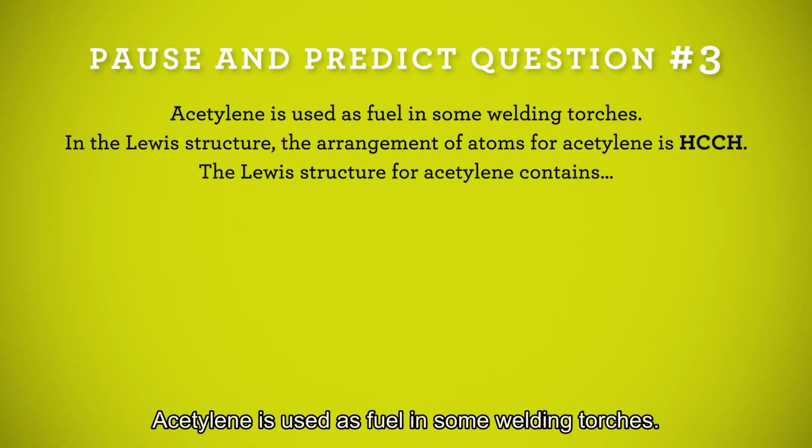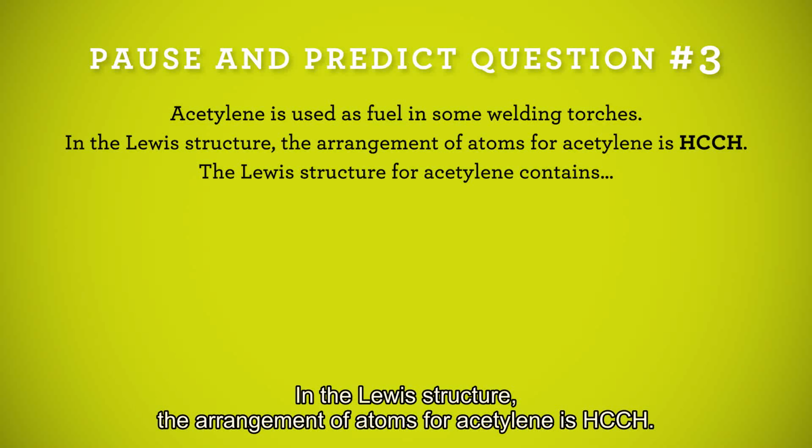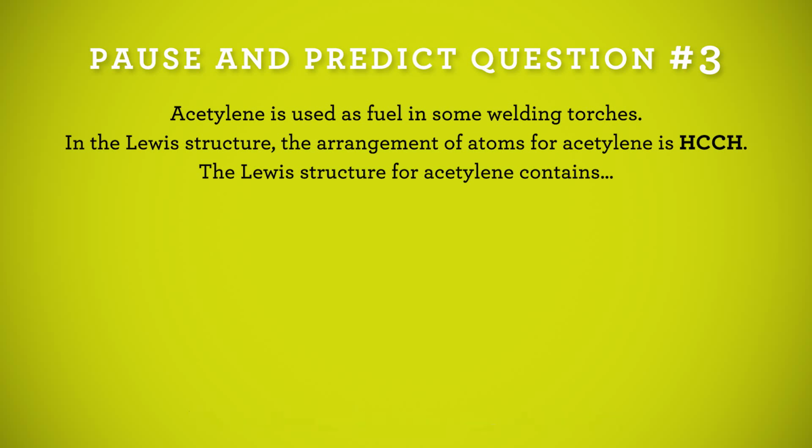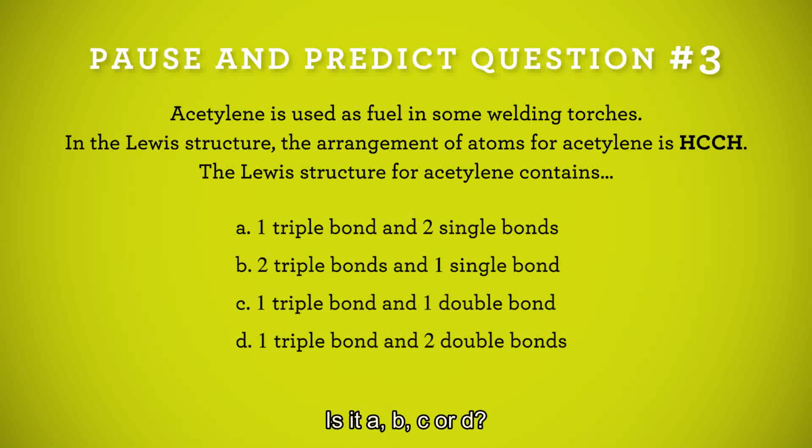Acetylene is used as fuel in some welding torches. In the Lewis structure, the arrangement of atoms for acetylene is HCCH. The Lewis structure for acetylene contains, is it A, B, C, or D?